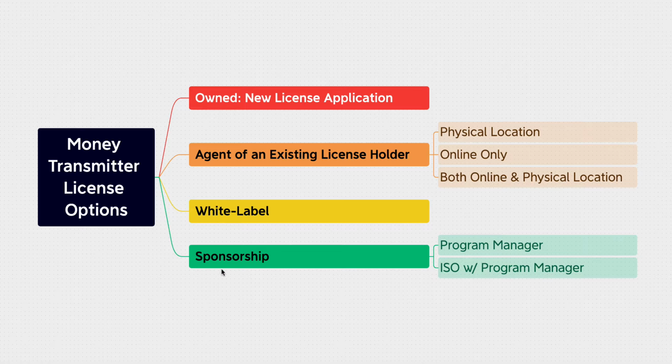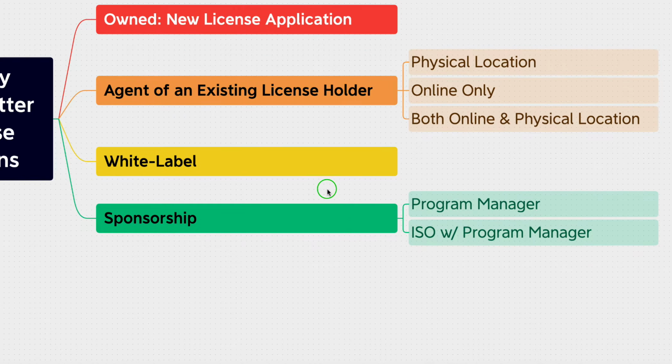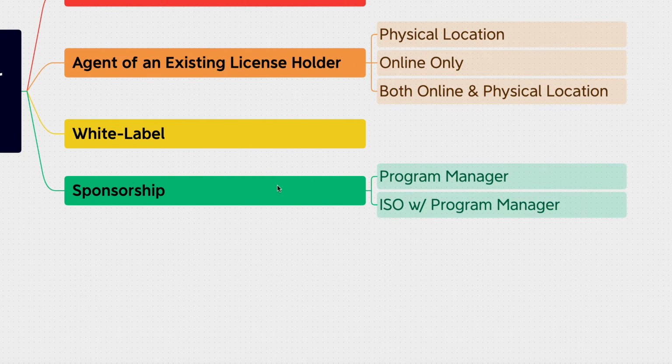But this is the one that everyone is interested in. Not just the agent one, but the sponsorship one. A sponsorship basically means, for the lack of a better word to use, and I will caution you, please do not use this word, the regulators frown upon it, sponsorship is essentially renting a license.